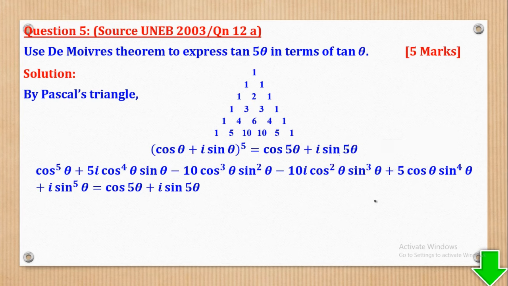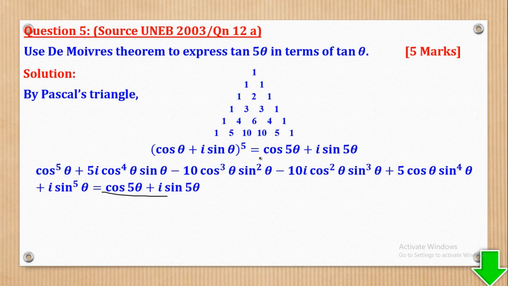Now this was cos power 1, here it will be cos power 0, that's why you don't see any cos here. And this was sine power 4, now it will be sine power 5. So I sine power 5, remember I to power 5 is the same as I to power 4 times I. I to power 4 was positive 1 already, so that's why you see a positive I here.